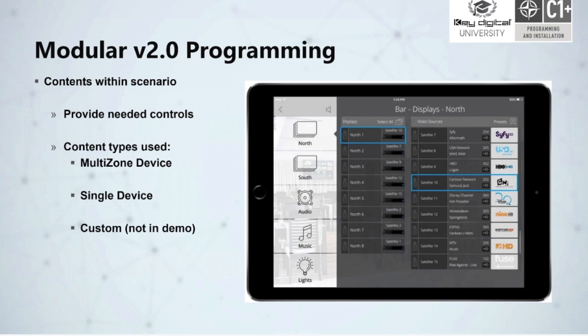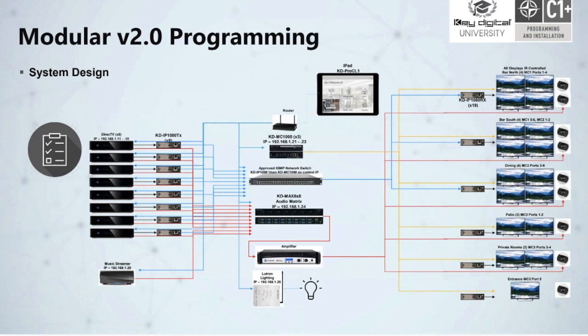Now, this again is going to be one more deviation from the demo, where we'll have a custom content button for power of an area of the bar restaurant. So again, it's on you, the AV integrator, to ensure that you're well organized ahead of time, because your programmer relies on you for the information.